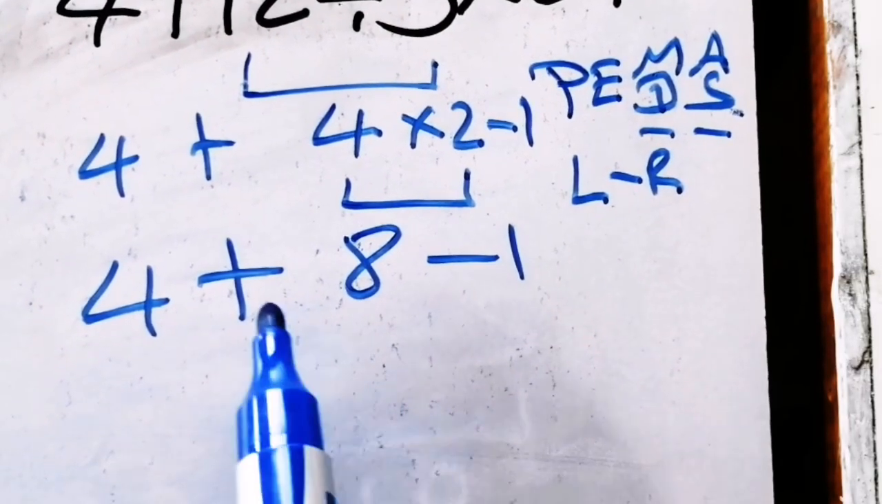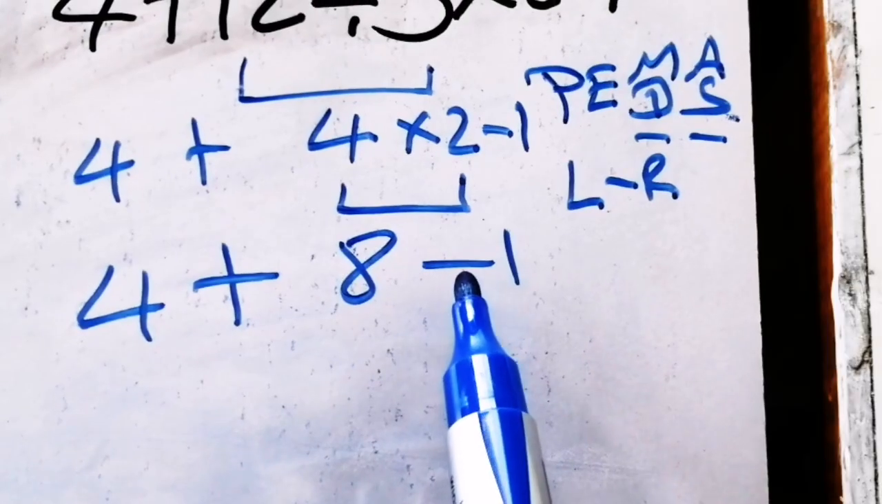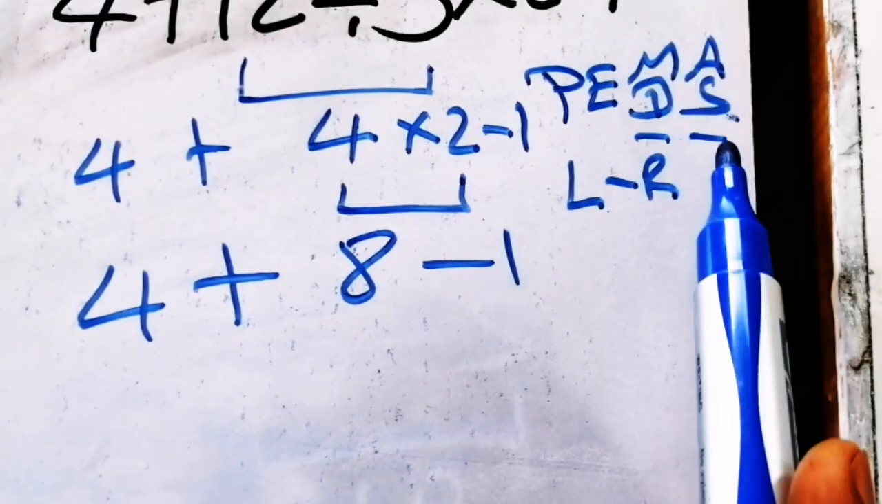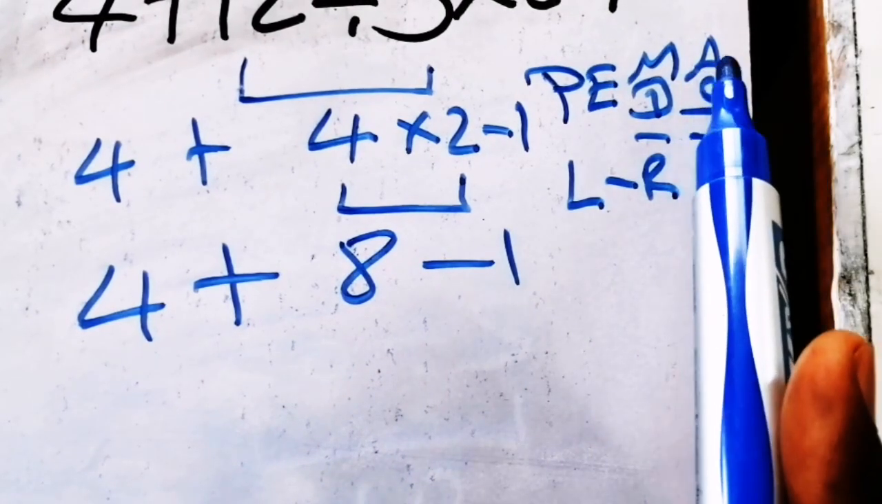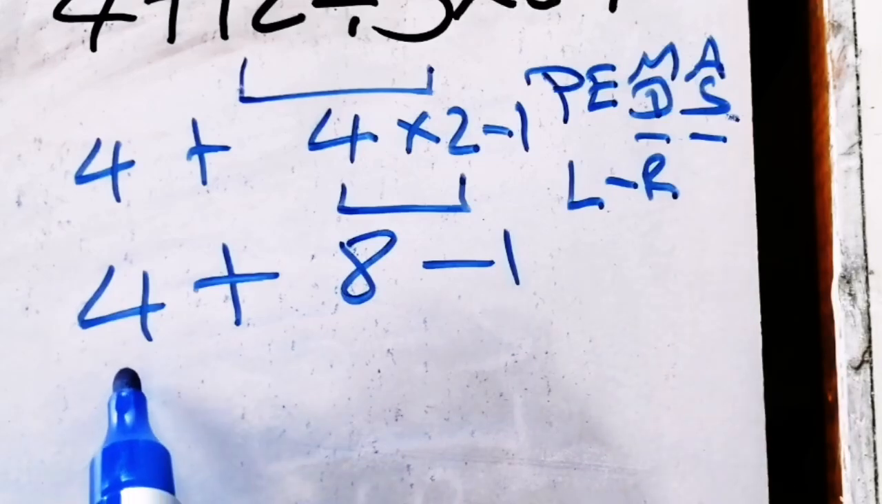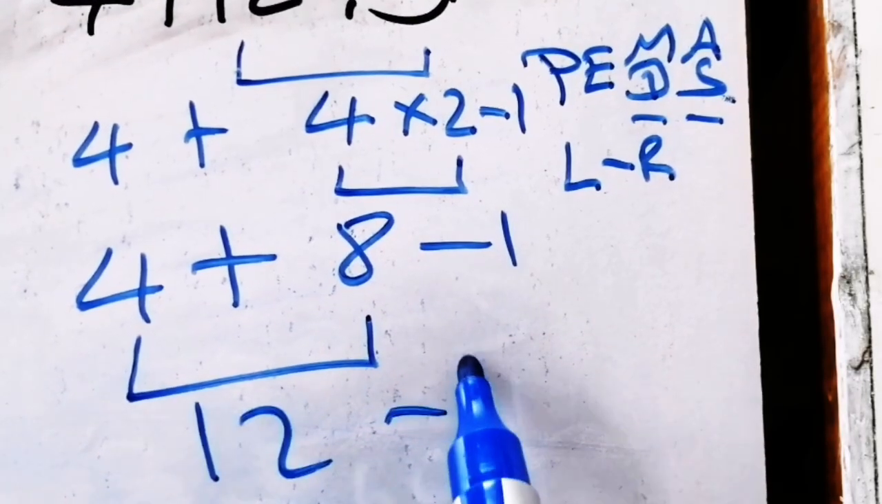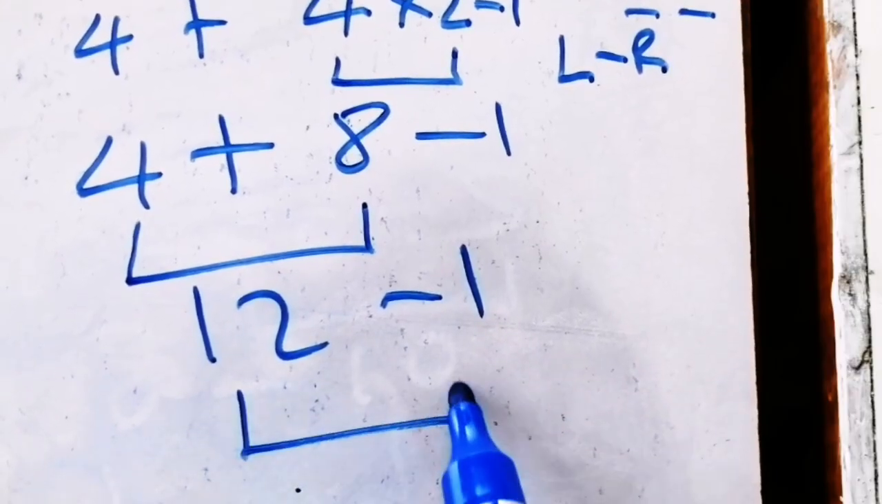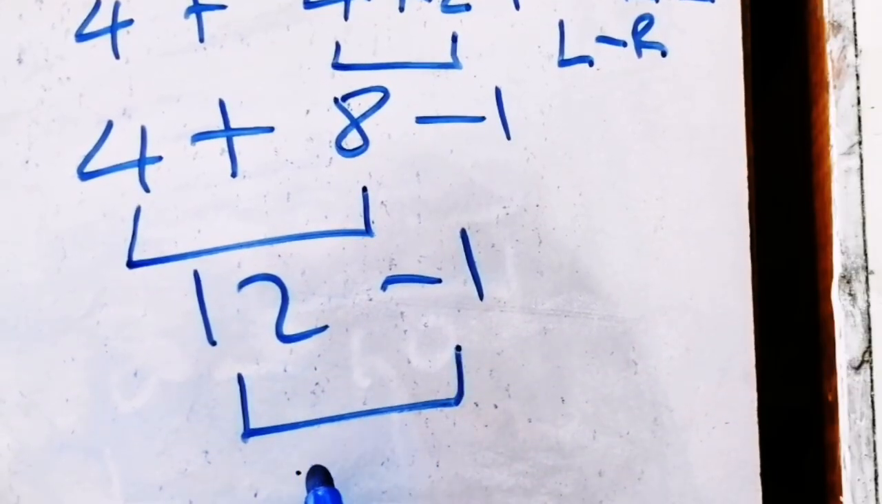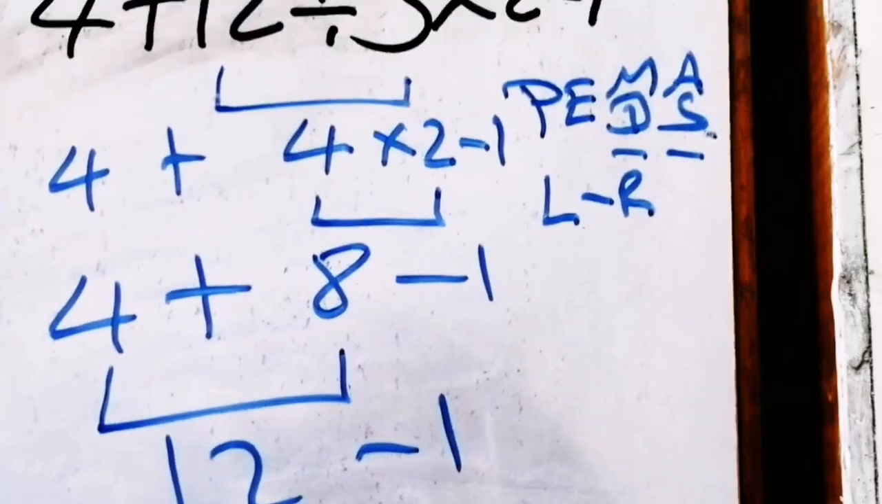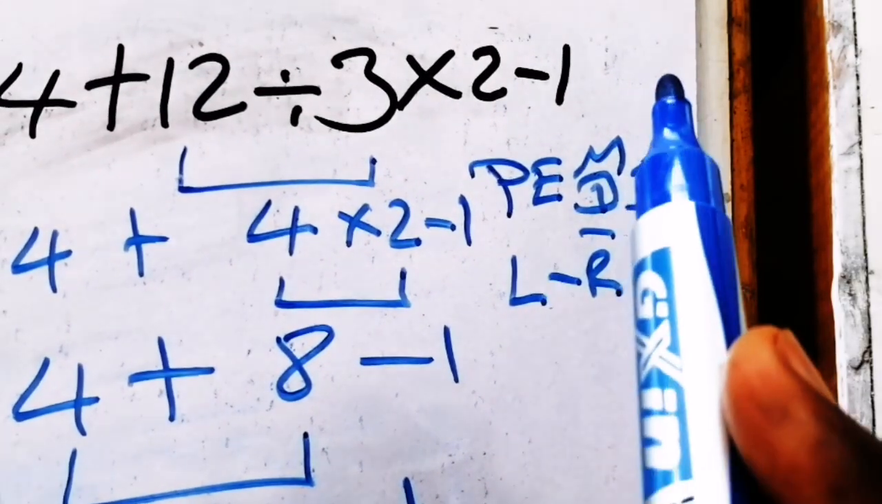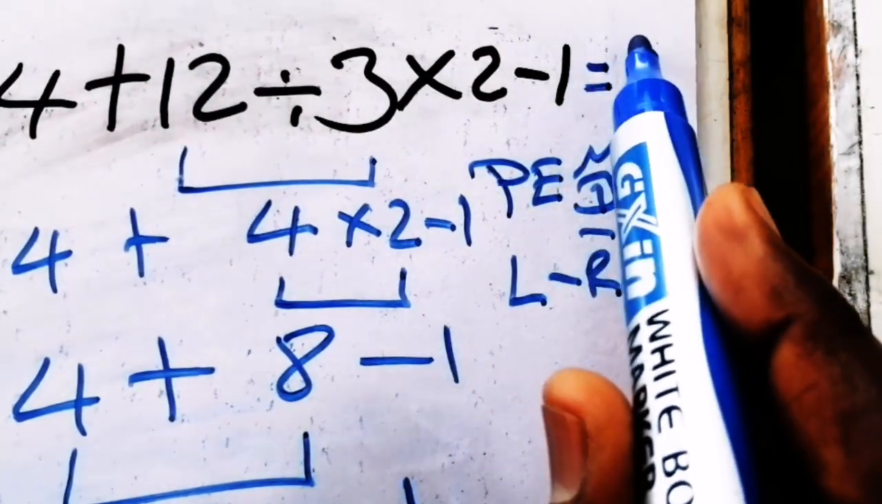So in this expression, there is one addition and one subtraction. Remember that addition and subtraction have equal priority. We have to work from left to right, okay? Therefore, 4 plus 8, which equals 12, minus 1. 12 minus 1 is just 11, okay? This is the correct answer of this problem. Therefore, the correct answer of this problem equals 11.